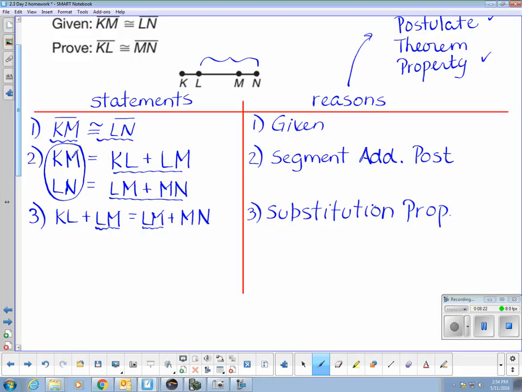Because LM is a segment on both sides of my equation, I can subtract LM from both sides, leaving me with segment KL is equal to segment MN. Since I subtracted equally from both sides, the subtraction property of equality. So I now used another property.